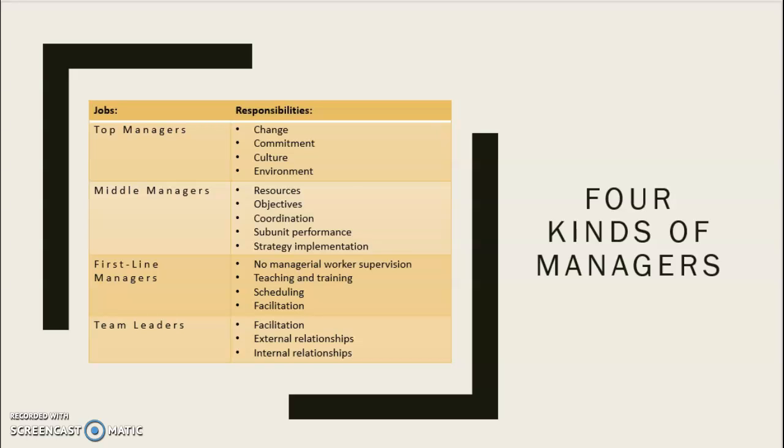After that, we have the 4 kinds of managers: the top, the middle, the first line, and the team leader. I think that is very accurate to reality, since I can relate Jean-François to one of these categories. The first one is the top, which includes change, commitment, culture, and environment. The middle one is resource, objective, coordination, and performance strategy. The third one is first line, so non-managerial workers, supervision, teaching, training, scheduling, and facilitation. And lastly, the team leader is also facilitation, external relationship, and internal relationship.